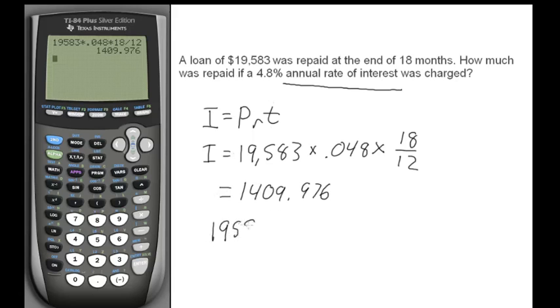So $19,583 plus $1,409.976. And what that's going to give us is $20,992. And now we can go ahead and round, since we're at the end of the problem, and 98 cents. And so that's the amount of money that would have to be repaid after 18 months.